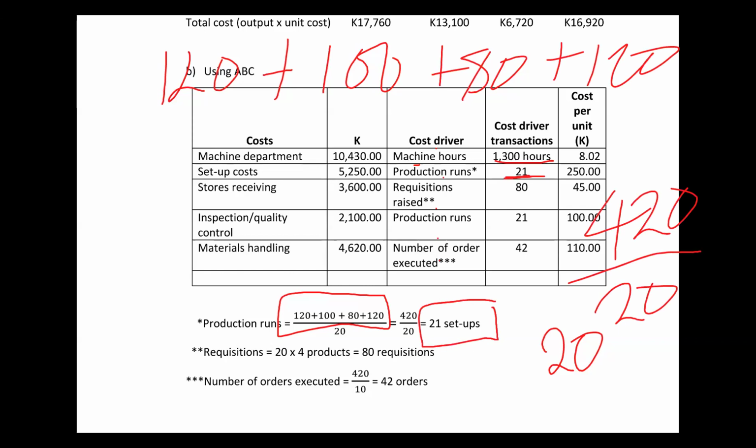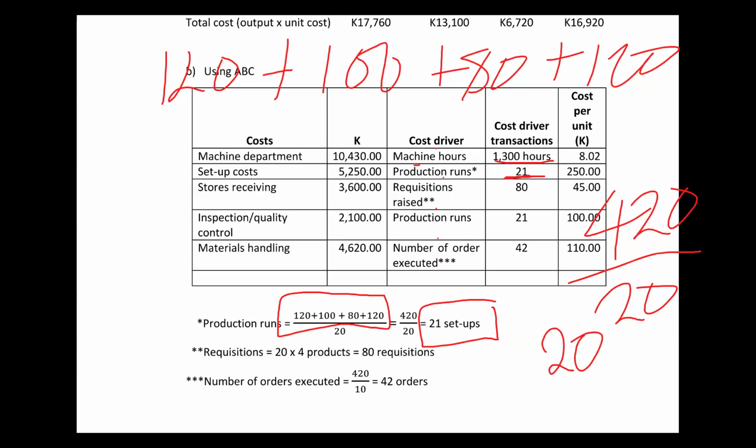Why? Because the question gave us that we are finding the total. Some questions can give you exactly the production runs for each product. Maybe here there are 5, here there are 6. You add them together in this case to get this cost driver transaction total.